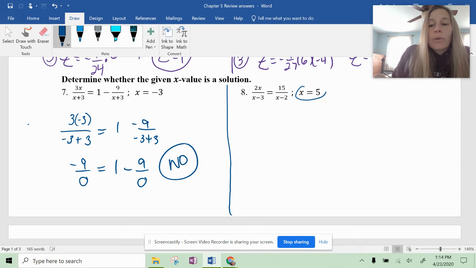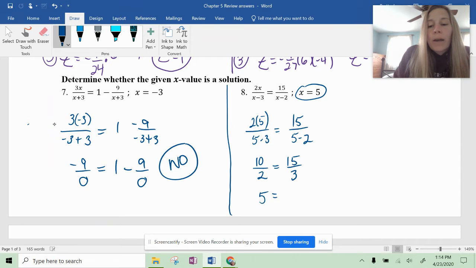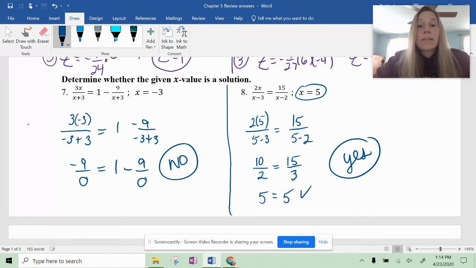So for number 8, we're going to try putting in the 5. So we're going to just substitute that 5 in everywhere we see an x. So that's going to give us 10/2 equals 15/3. And then both of those simplify to 5. So yes, 5 is a valid solution for that equation.